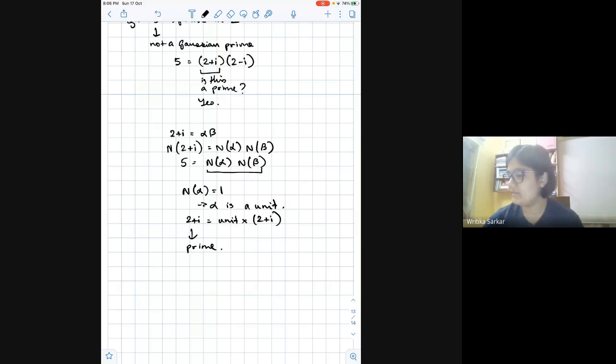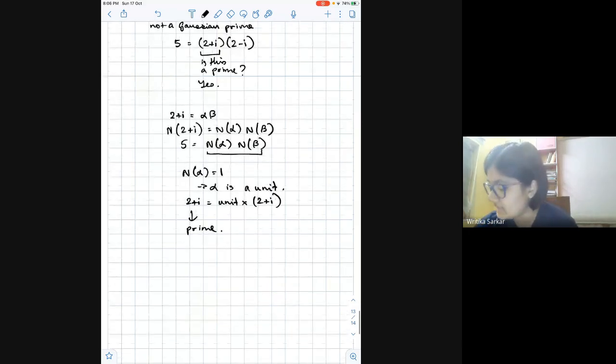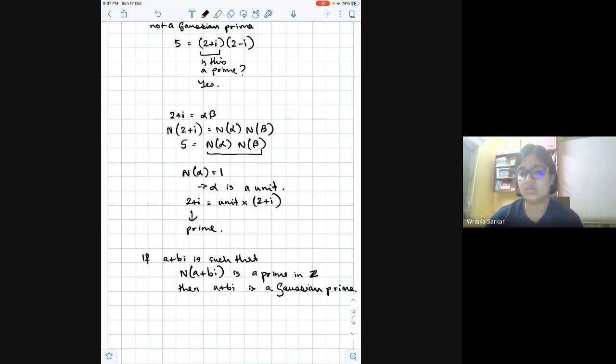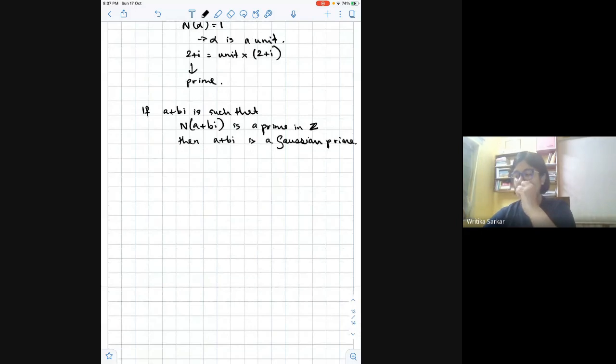I think from this example, you can already see that if a plus bi is such that the norm of a plus bi is a prime in Z, then a plus bi is a Gaussian prime. This follows pretty obviously, although the converse is not true, right? If the norm is a prime, then it's a Gaussian prime. But if it's a Gaussian prime, then the norm is not necessarily prime.